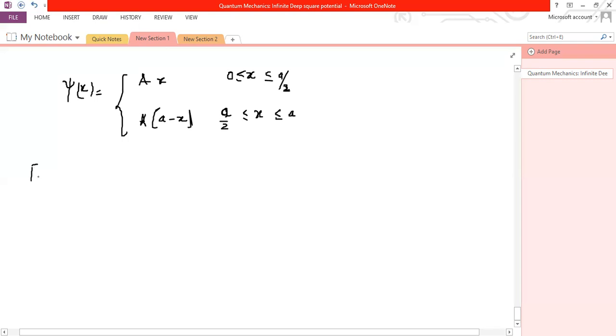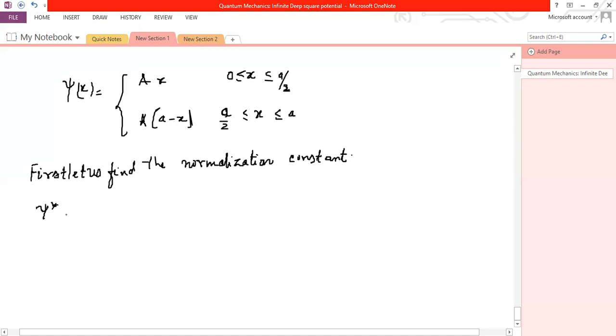Now the first thing that really comes to mind is to find this particular A, the normalization constant. So what would the normalization constant be? We have to integrate psi star psi dx from 0 to a, and it should give us 1.